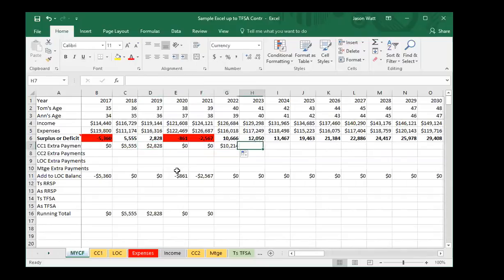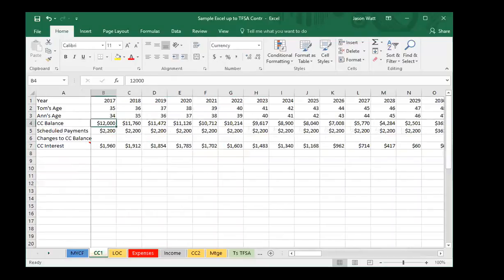but we're okay. Now you see what happens here is we only put $10,214 towards the credit card this year, even though we had a $10,666 credit card balance. I'm sure you figure out what's happening here. That's actually going to have the credit card paid off at $10,214.